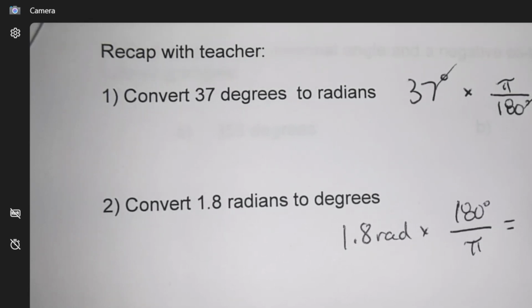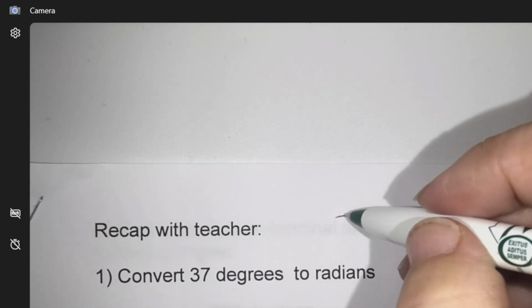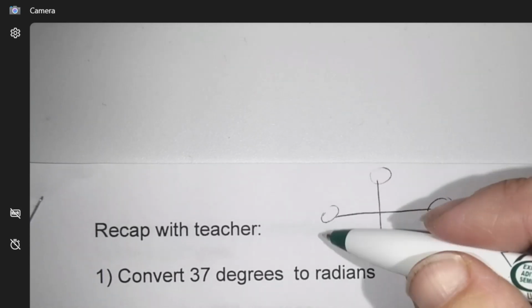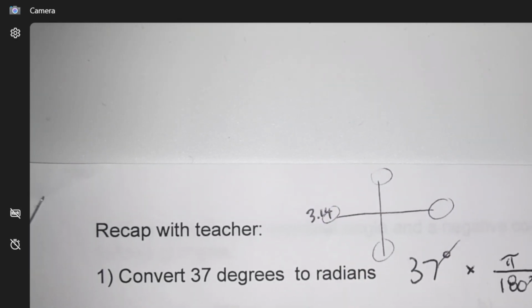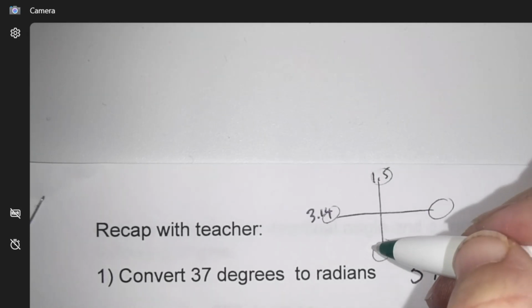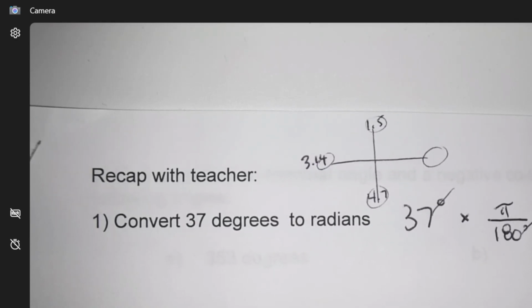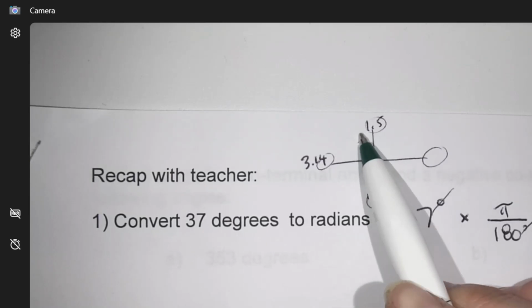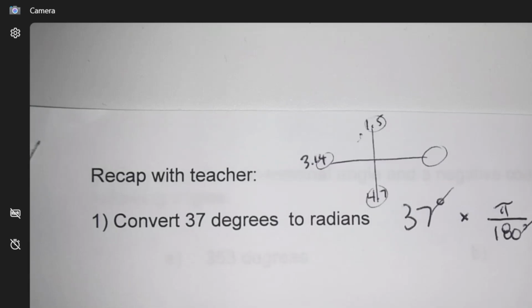So, does your answer make sense? Do remember the approximate numbers. So for instance, 3.14, because it's pi. You know that? What's approximate at the top? 1.5-ish, 4.7-ish, right? So thinking about 1.8, it's here. Does 103 degrees make sense then? Yeah. Okay, does that make sense?